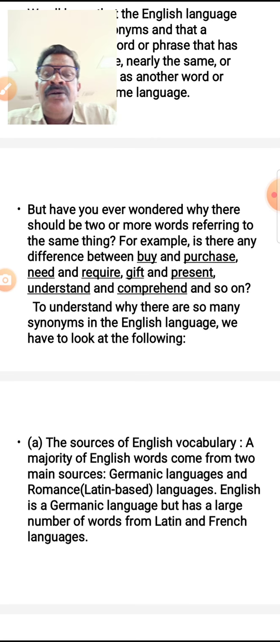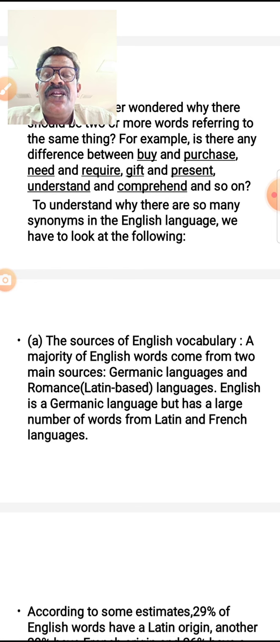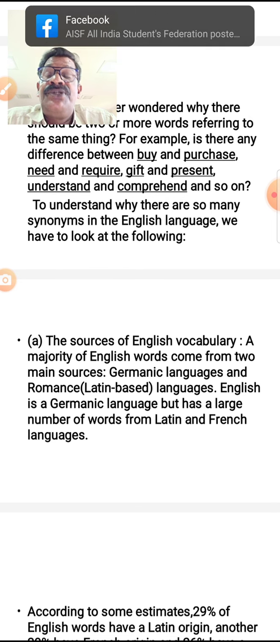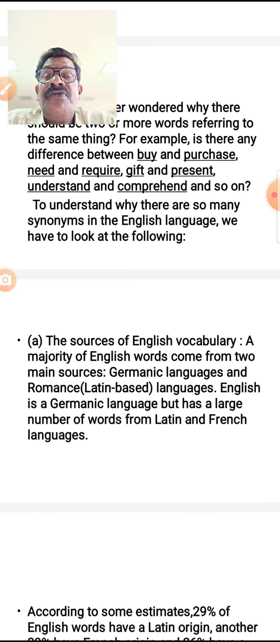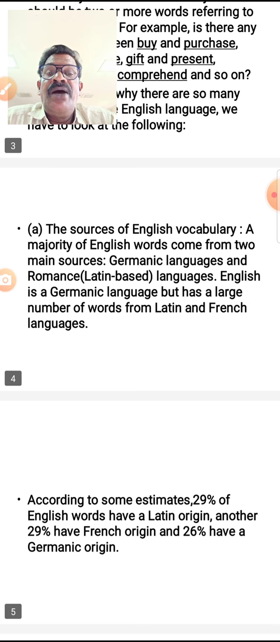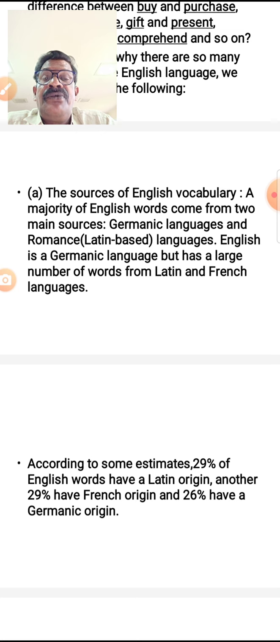To understand why there are so many synonyms in English language, we have to look at the following. So this is in your textbook, right? Why in English language are there a number of synonyms and antonyms? Because of the background of English language, we have to go to the background of English language, right? The sources of English vocabulary. What are the sources of English vocabulary? Vocabulary means nothing but words.